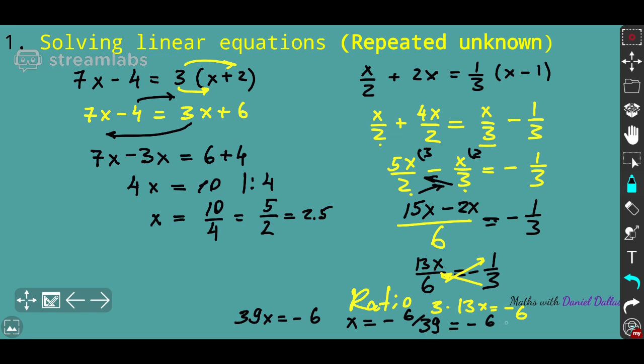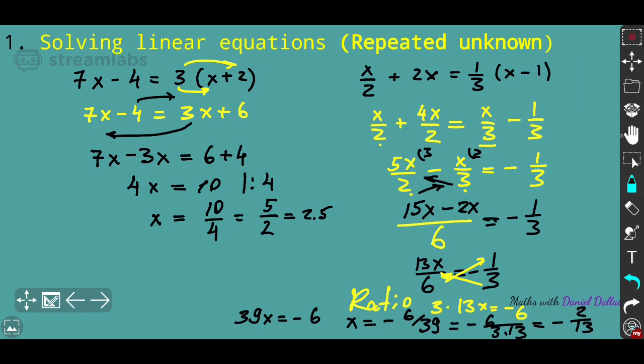Negative 6 over 39, and 39 is actually 3 times 13, so you can cancel by 3. Finally you'll get negative 2 over 13. However, as you understand, this is quite inconvenient, because you use fractions. So what can we do here?